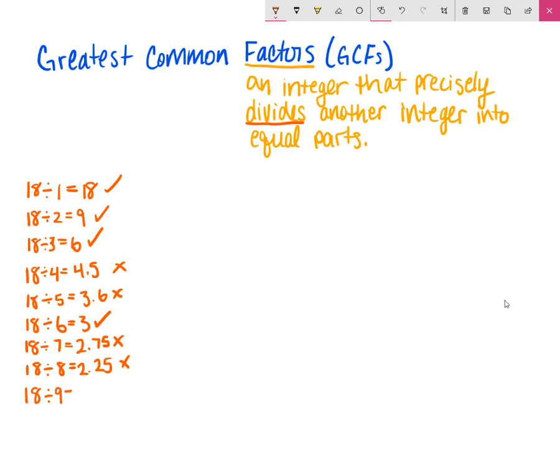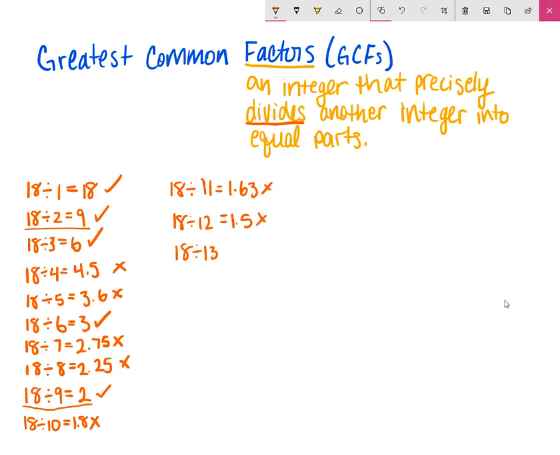18 divided by 9, that is going to be 2. We had 18 divided by 2 up here, which equals 9. We can do the converse. 18 divided by 9 is 2. 2 is a factor. 18 divided by 10 is 1.8. That's not a factor. 18 divided by 11 is 1.63. Nope, not a factor. 18 divided by 12, that is 1.5, not a factor.